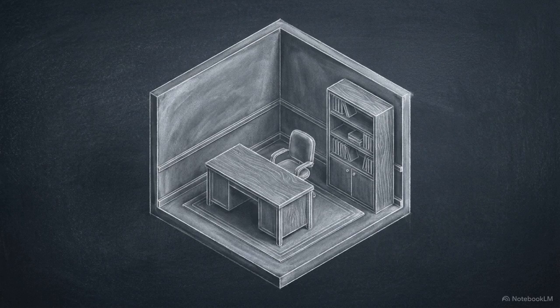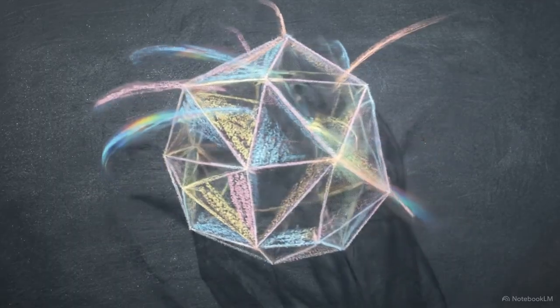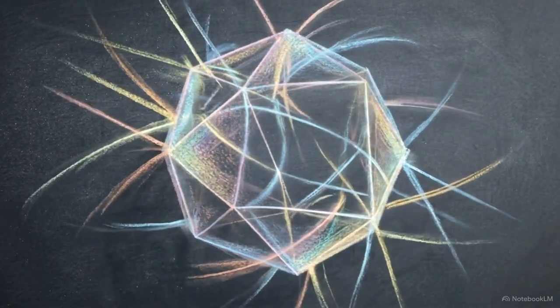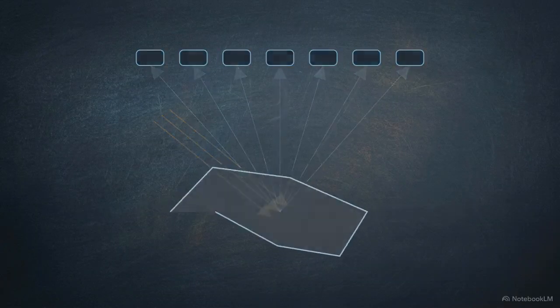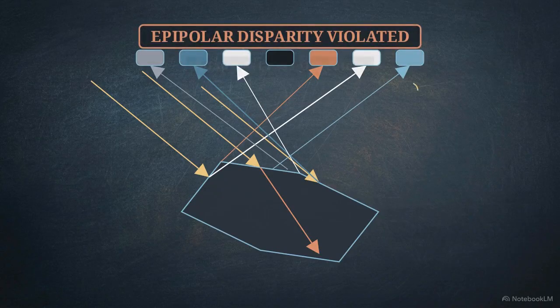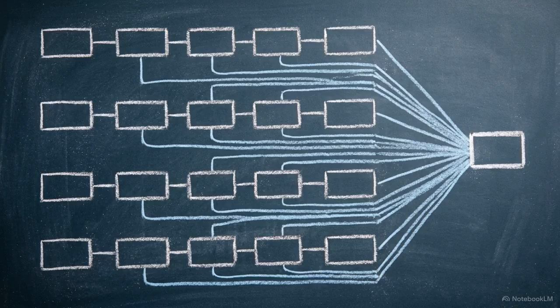Even the most advanced deep learning CNNs face a hard physical limit when encountering complex, non-Lambertian surfaces in the real world. Specular reflections and transparency scatter light in complex patterns that violate standard epipolar disparity assumptions. Resolving these requires novel optical modeling and adaptive cross-operators. The secondary bottleneck is engineering. We must compress these massive four-dimensional tensor operations into multi-branch architectures for real-time, low-latency inference.